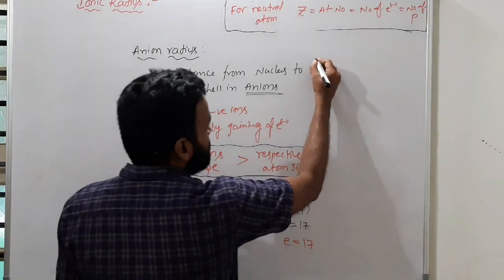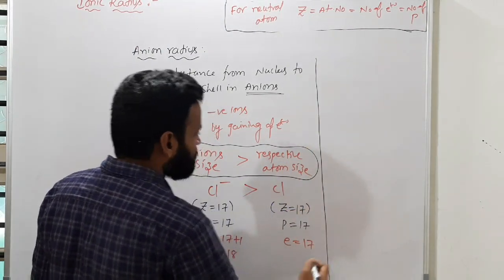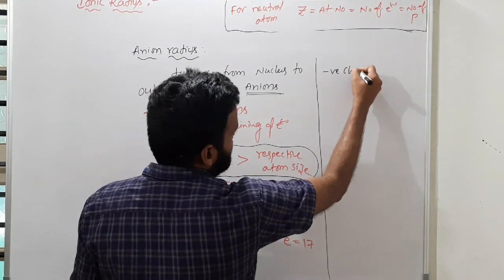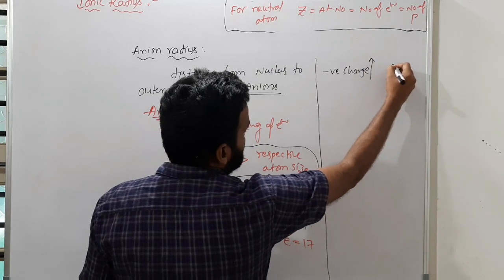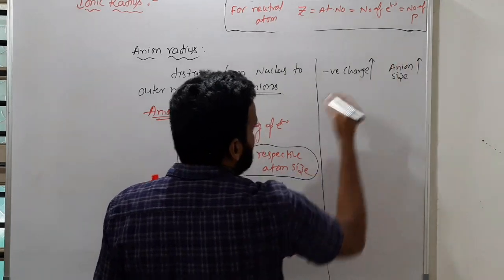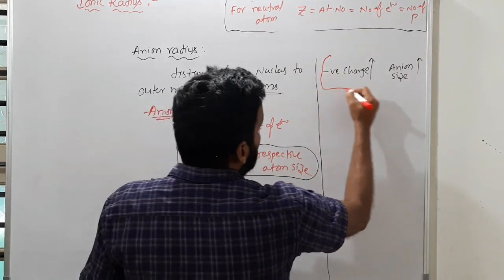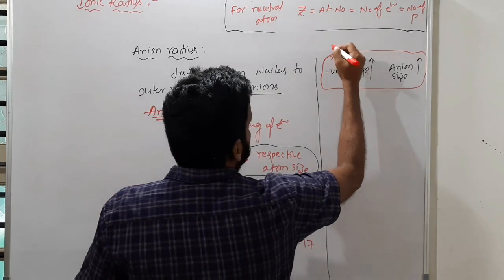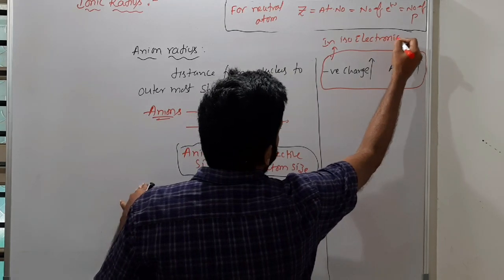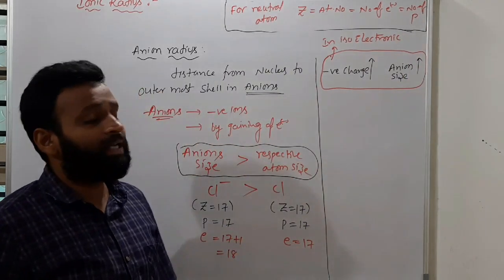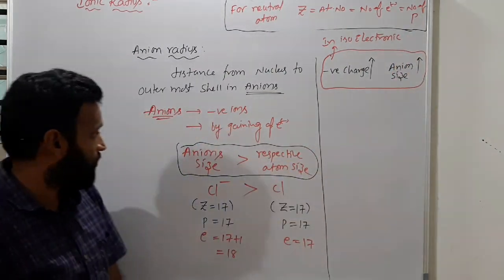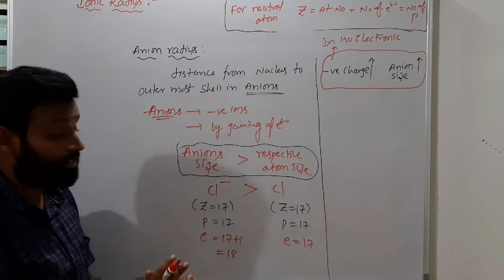Here is the same story. If negative charge increases, anion size also increases. This is very important in isoelectronic species. Isoelectronic means, as I told you, the same number of electrons. If negative charge increases, anion size also increases. Just take a screenshot and write down all these things.